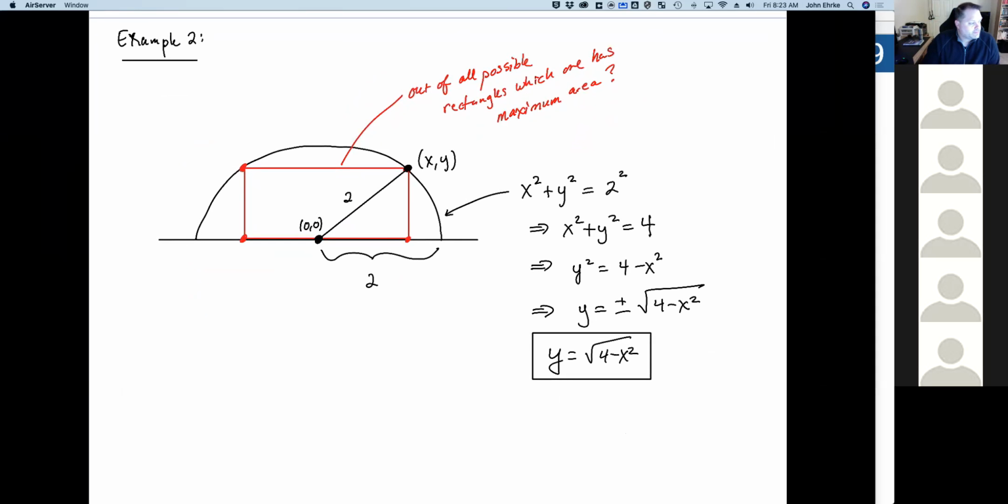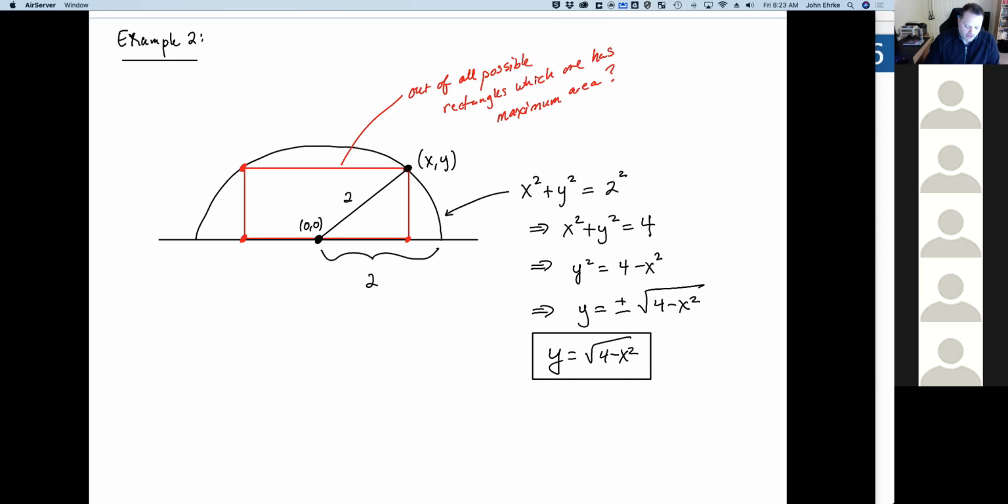Could you include the negative if you decided to do the lower half? Yeah, if I drew the semicircle upside down, then I could use the negative half. And the answer, by the way, is still going to be the same, because it's just flipped, but you're still going to get the same area and everything.